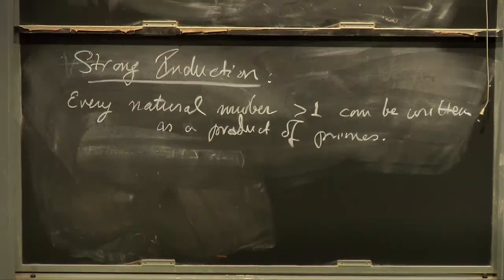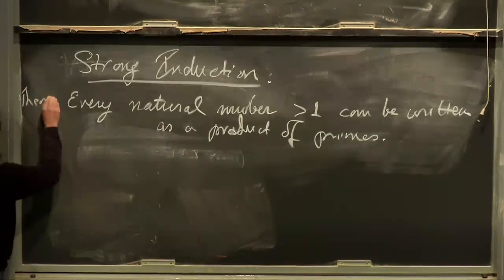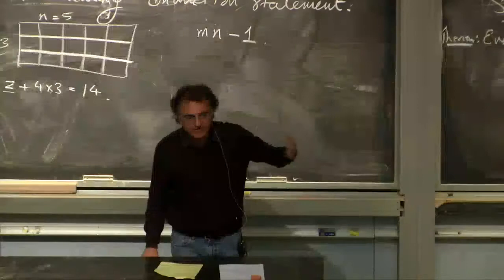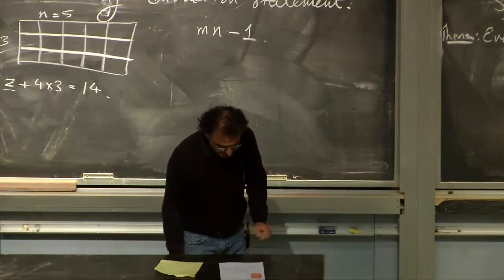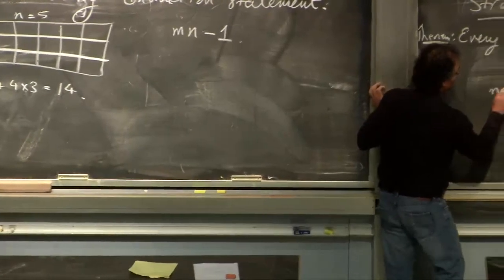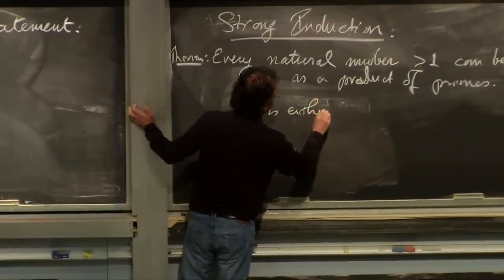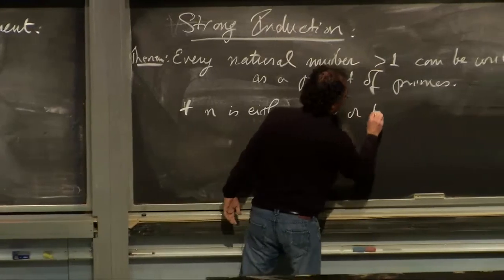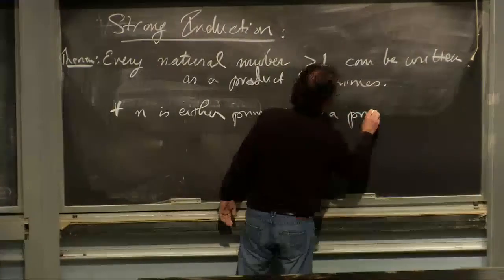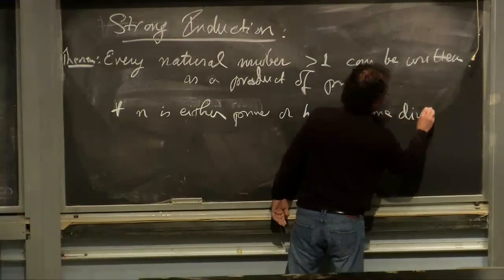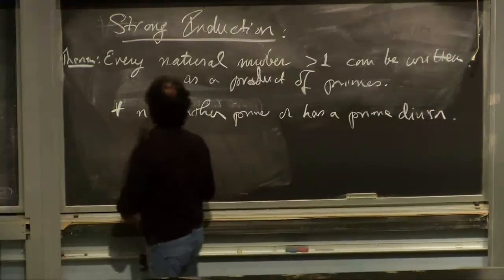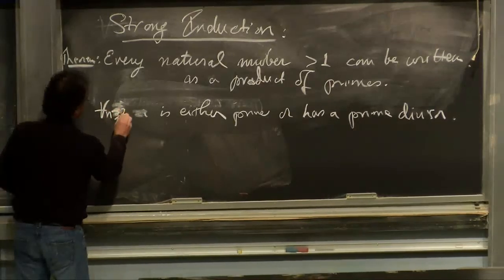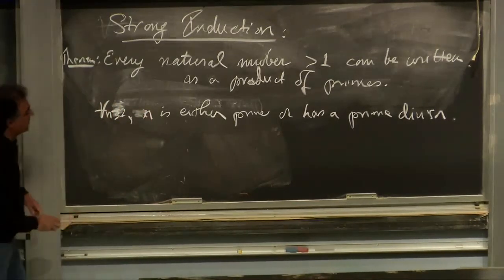Now, once we prove this theorem, remember last time we had a statement that we said we'd prove the next time by induction. The statement was: n is either prime or has a prime divisor. For all n greater than or equal to 2, n is either prime or has a prime divisor.